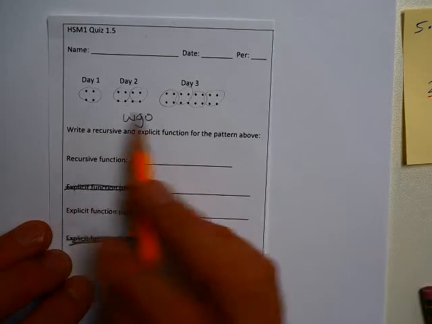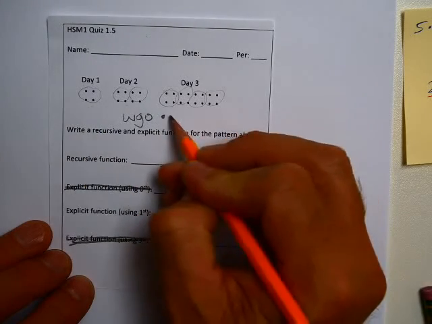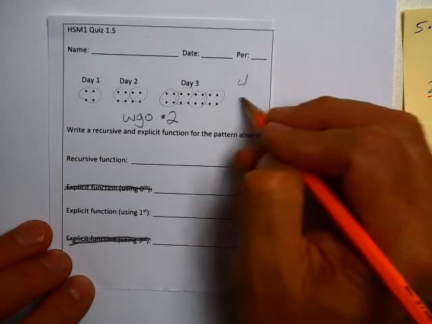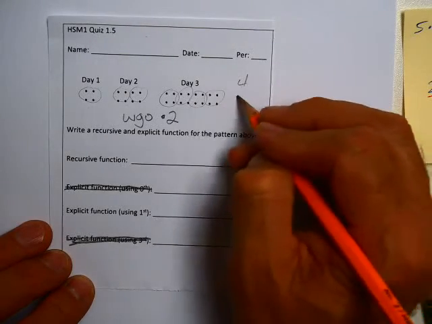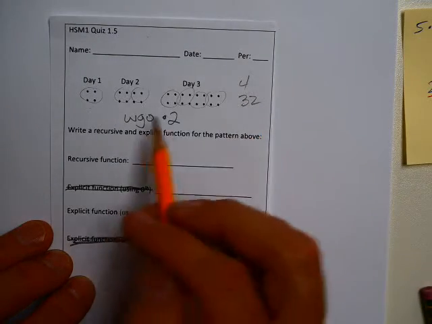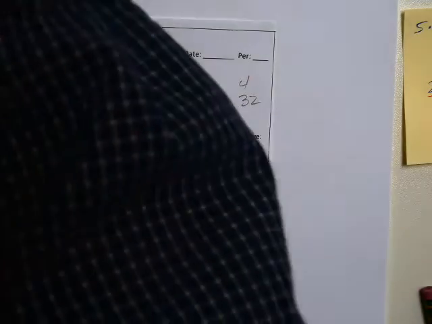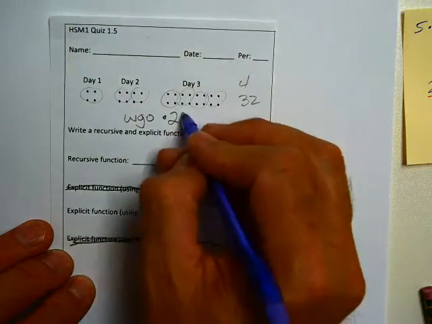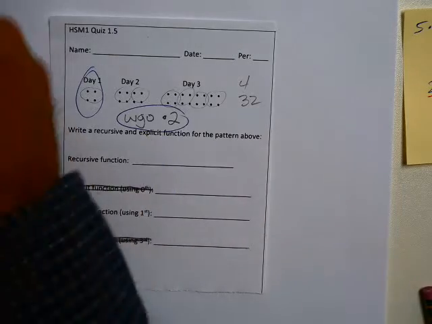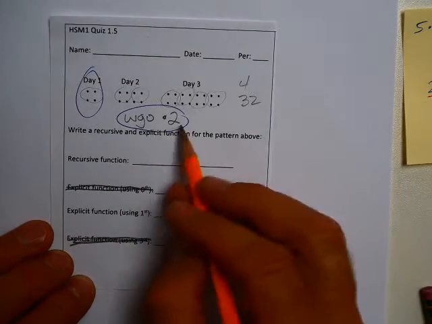So what I'm doing here is I'm doubling. The what's going on is times 2. So day 4, if you were to put it in, would be 16 times 2 is 32. So I have everything I need right here. I need where do I start and what's going on to solve this.